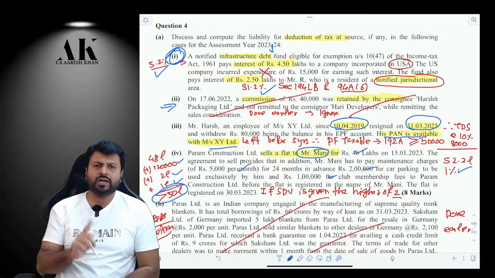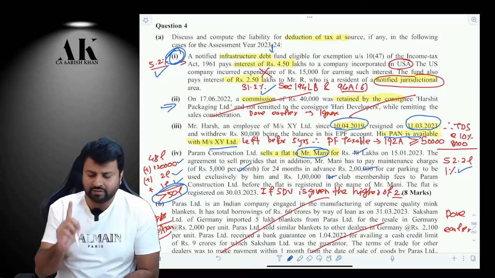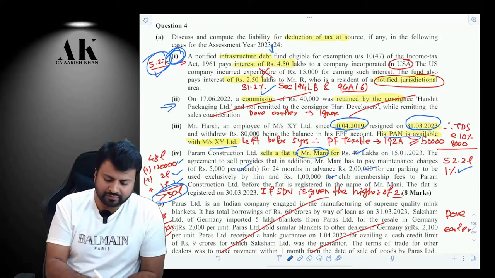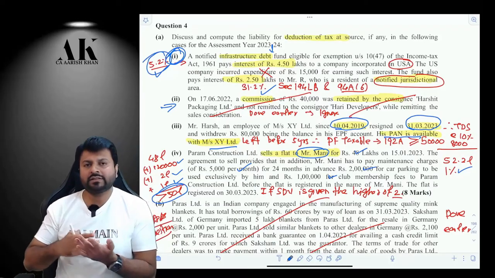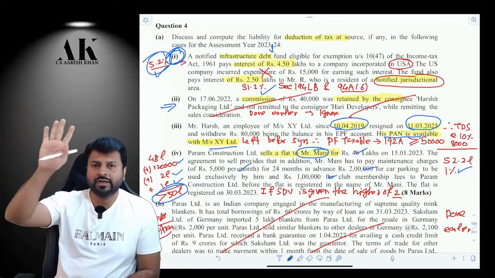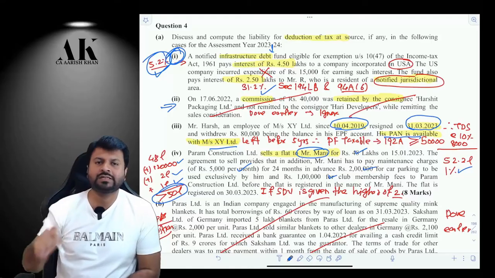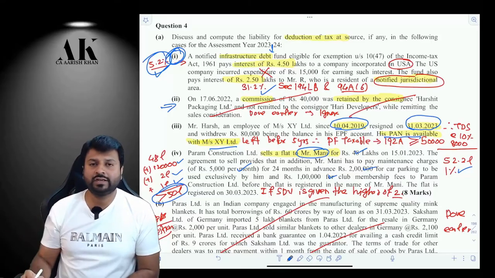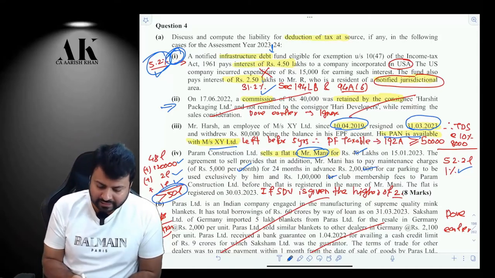So how much TDS will it deduct? Under 194LB, it will deduct TDS at the rate of 5% plus 4% cess, that is 5.2%. Now, this same infrastructure debt fund is making a payment to a person located in NJ. If you make a payment to a person located in NJ, then the 194LB 5% will not be applicable. Then you are supposed to deduct TDS at the rate of 30% plus 4% cess, that will come to 31.2%.